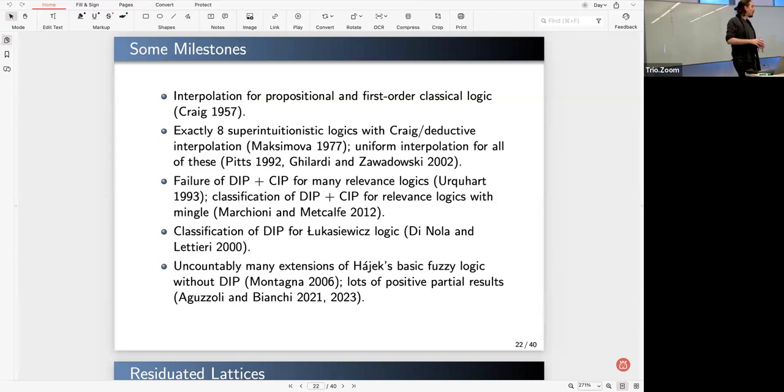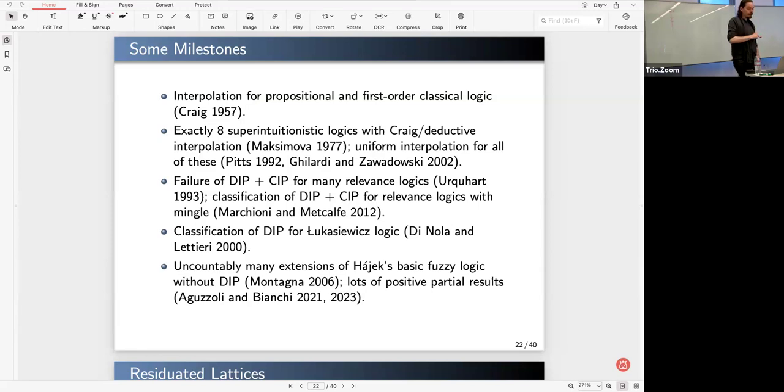A lot of the work on substructural logics goes back to the relevant logicians and what they were doing maybe in the 80s, 90s. And in 93, Urquhart showed that both the deductive interpolation theorem and the Craig interpolation theorem fail for relevance logics, most of them. Although there are some special ones in the vicinity of the Mingle rule for which this works.